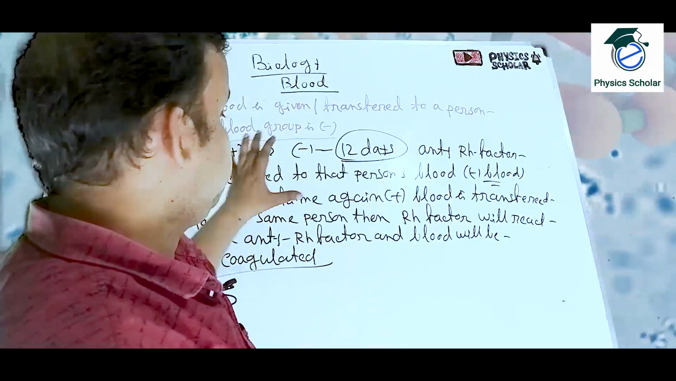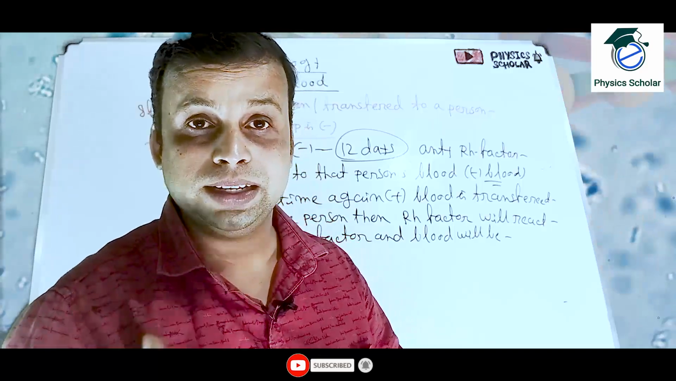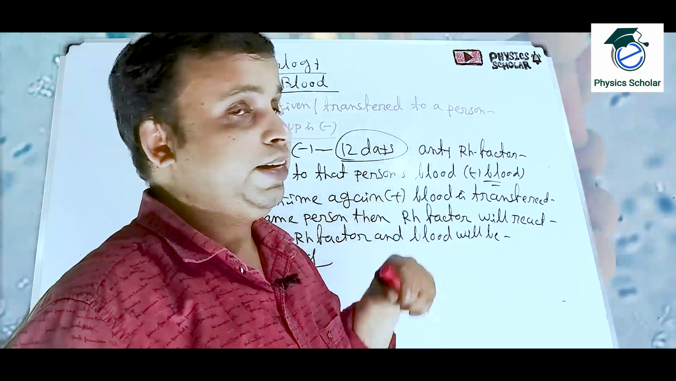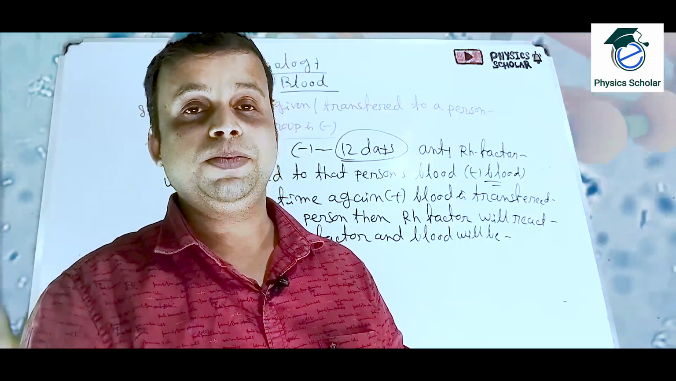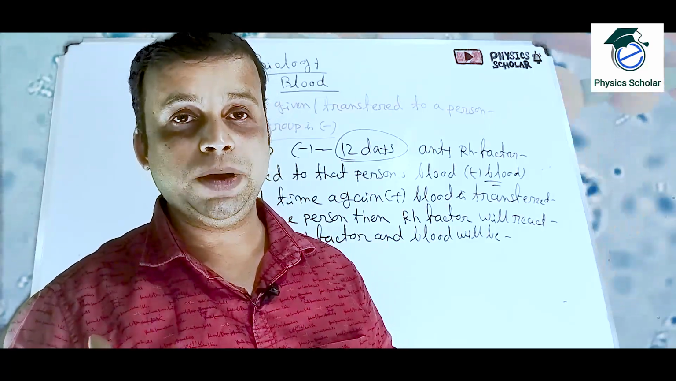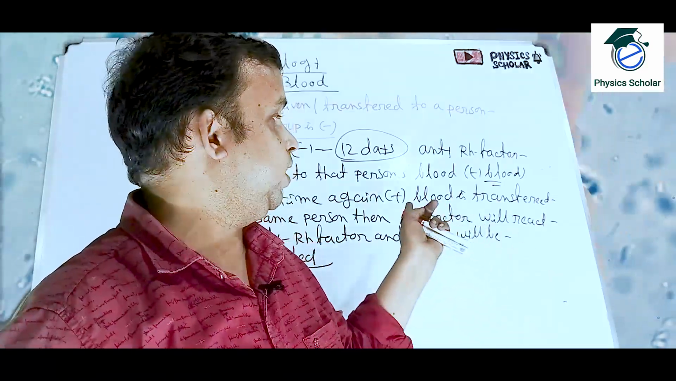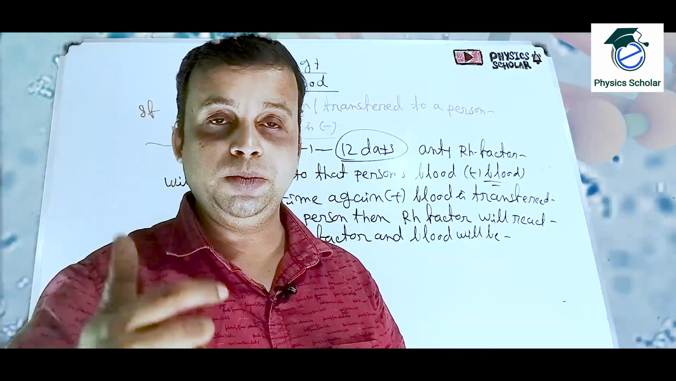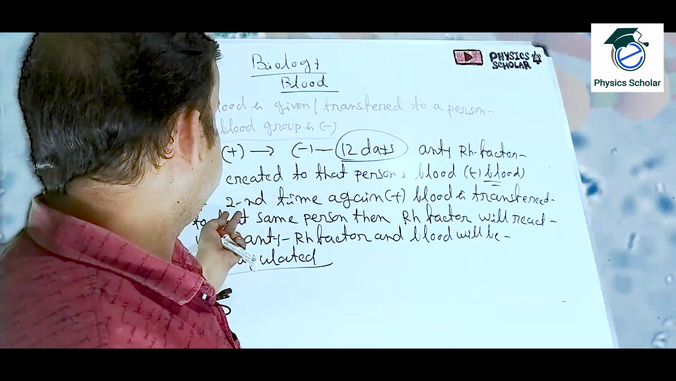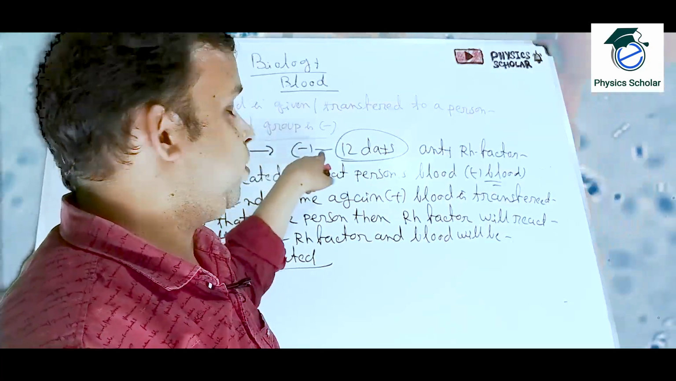Clear? So if a positive blood is transferred to a person having a negative blood group, then within 12 days the anti-RH factor will be created. So if in future, a second time, positive blood is transferred to that particular person, then the RH factor of the positive blood will react with this anti-RH factor and the blood will clot. Okay, and the complication will arise, and the person also may die. So this is the actual complication. So we have to take care of the positive and negative blood groups.